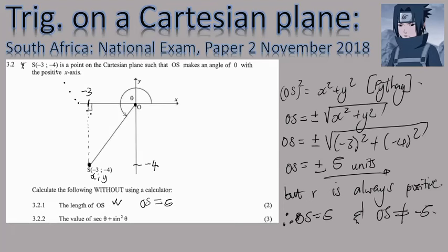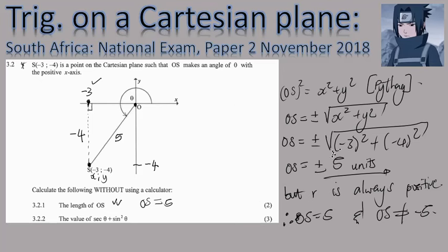Let me write it here. I think I might need it here. Let's put 5 here. This one is -3, and this part here is -4. Let me write it this side so that we can see it. We're good. So now to the next question.